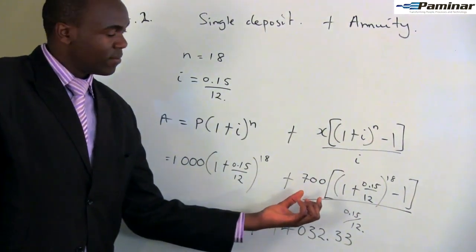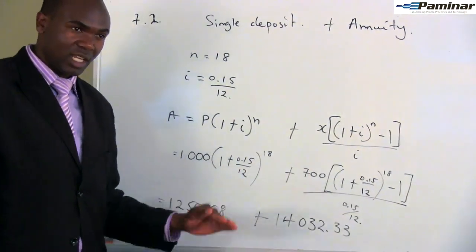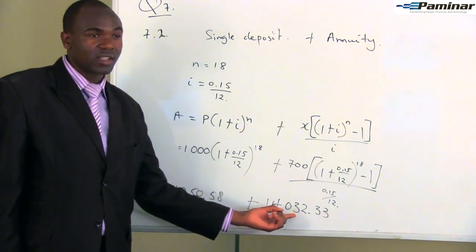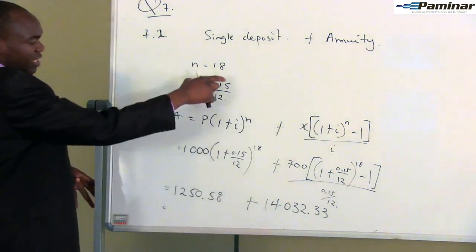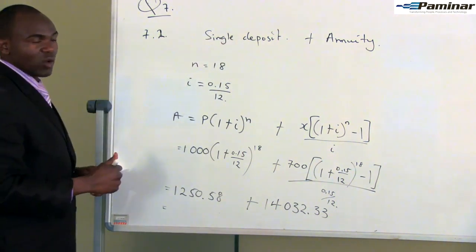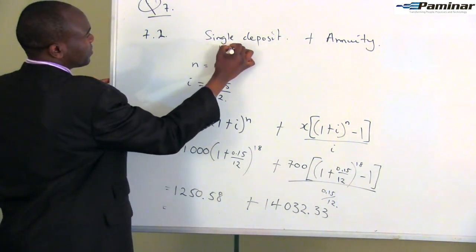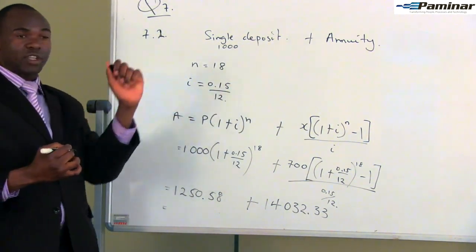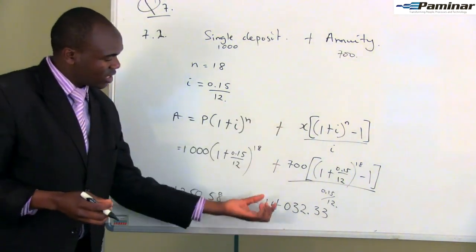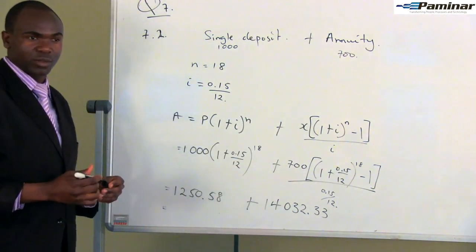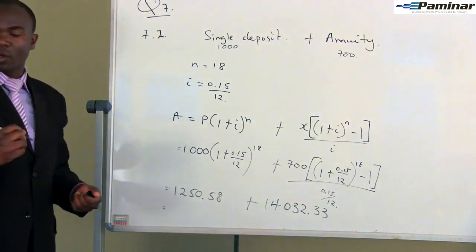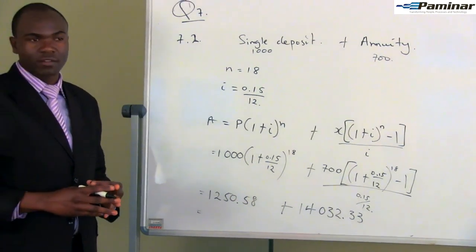You can work them separately, step by step. But when you punch it in exactly on your calculator, you should get the correct answer. Now, this 1250.58 is for the single deposit of 1,000 that was made at the beginning of April. For the annuity of 700 Rand every month, we are going to get 14,032. Then you add the two to get the total amount of money, or the future value, that you're going to have.